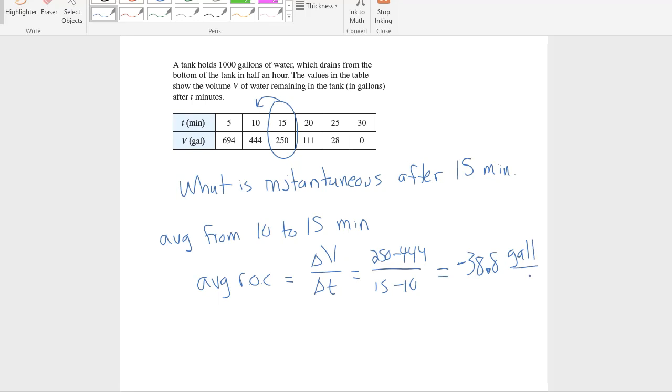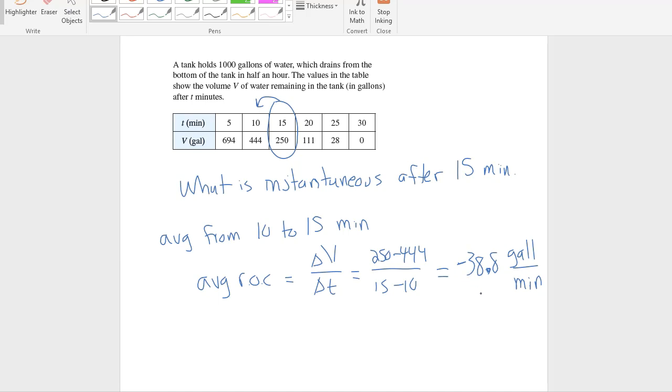So I'm going to have gallons per minute as the unit for my rate of change, right? So again, how are we interpreting this? Well, what we're saying is, as the tank drains, the average rate of change from 10 to 15 minutes is negative 38.8 gallons per minute. And again, the negative here is going to denote the decrease. So the volume is decreasing as the water drains.